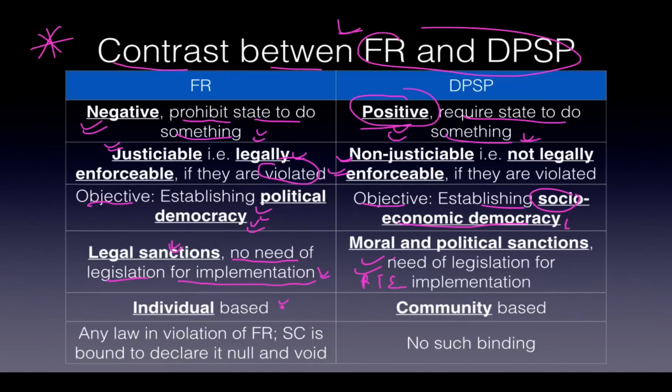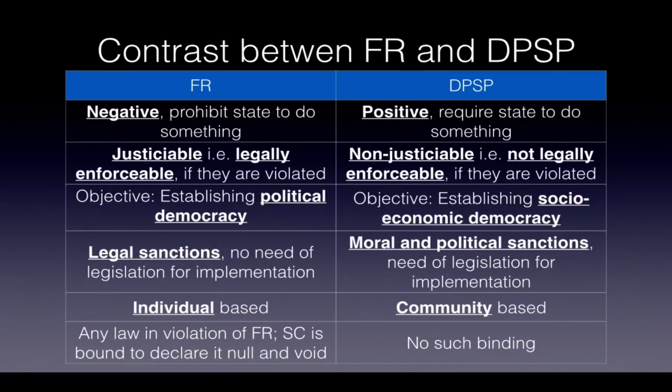Now fundamental rights are individualistic, while DPSP are community based or society based. If any law is in violation of fundamental rights, the Supreme Court is bound, and I repeat, the Supreme Court is bound to declare it null and void, while there is absolutely no such binding in the case of DPSP. Rather, the Supreme Court can enable certain rights just to give effect to DPSP. So this is the contrast between fundamental rights and directive principles of state policy.